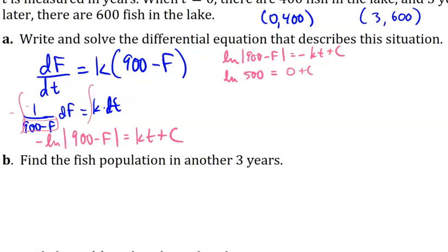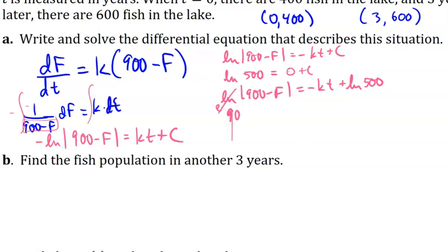Okay, plugging that back into this, I get natural log of 900 minus f is equal to negative kt plus natural log of 500. That's my c value. And now I'm going to solve for f. Okay, so to solve for f, I'm taking the exponential of both sides. e to this, that cancels out.